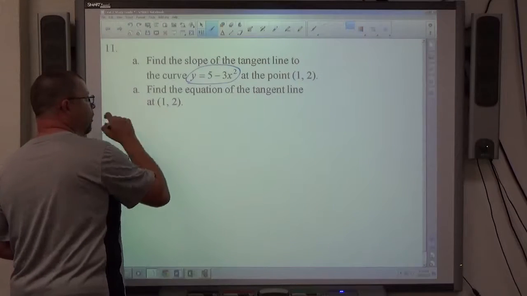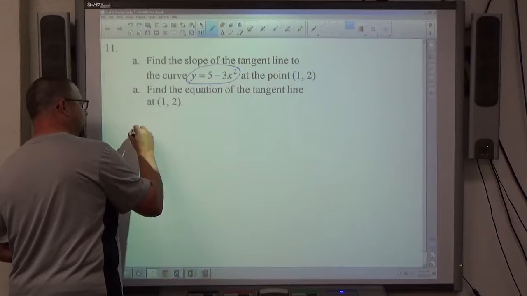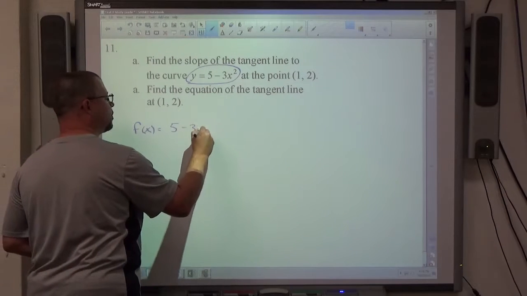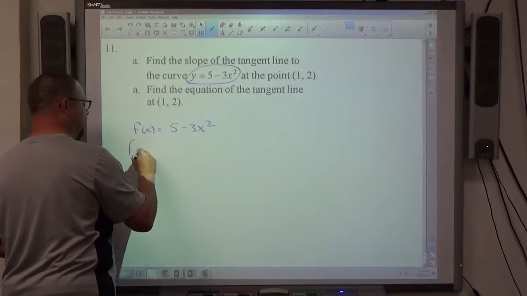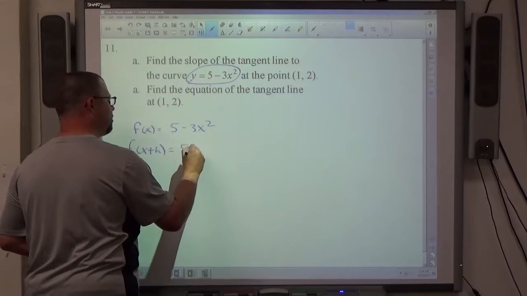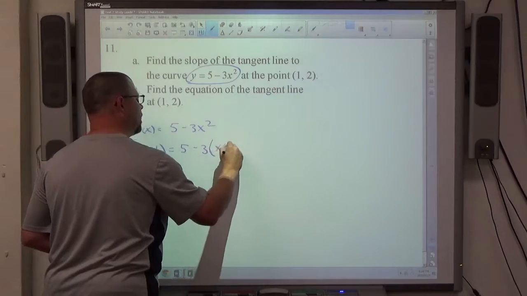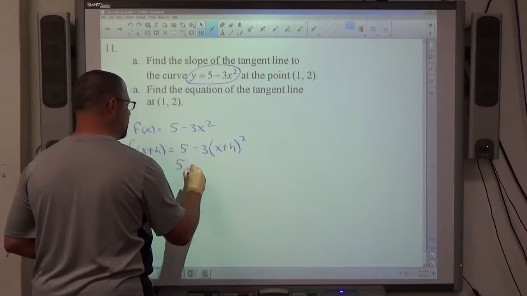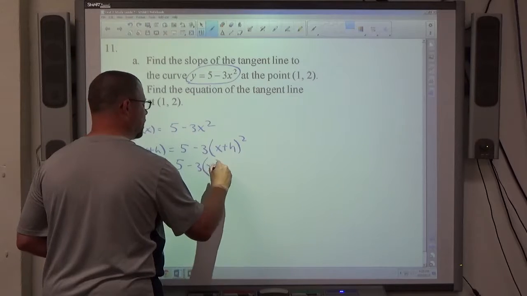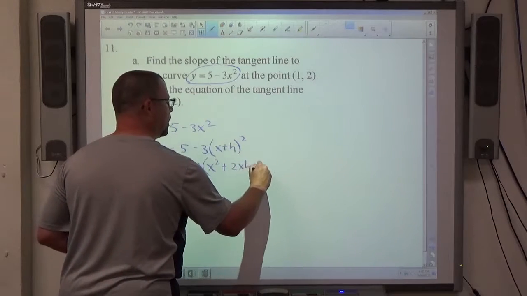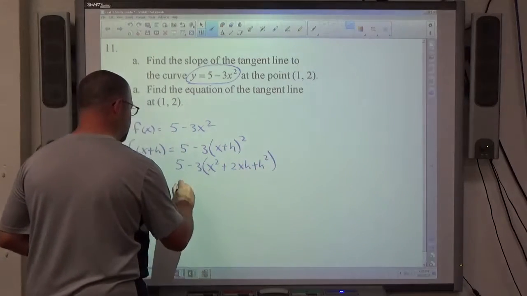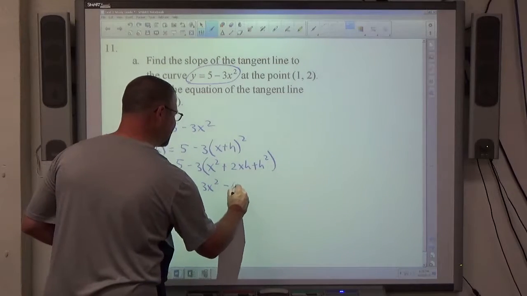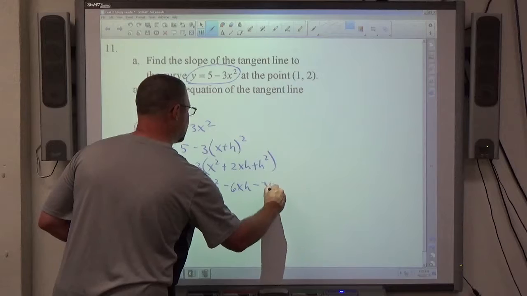So, f of x is the function, 5 minus 3x squared. f of x plus h is going to be 5 minus 3 parentheses x plus h squared. If I simplify f of x plus h, it's 5 minus 3 parentheses x squared plus 2xh plus h squared. If I distribute the negative 3 through, it's going to be minus 3x squared, minus 6xh, minus 3h squared.